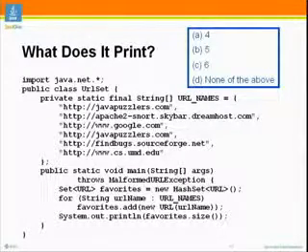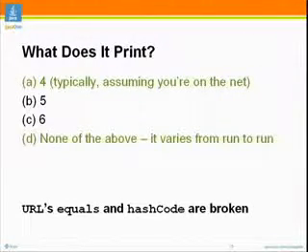Then let us see what this program actually does, shall we? Well, as a practical matter, it does print 4. If you run this, it will print 4 if you are connected to the net. And you Googlers are always connected to the net. So it will print 4. If you look in the specification, you'll find that the answer is it varies from run to run. And as for the intuition, how is that possible? URL's equals and hashCode methods are completely screwed up. It's as simple as that.